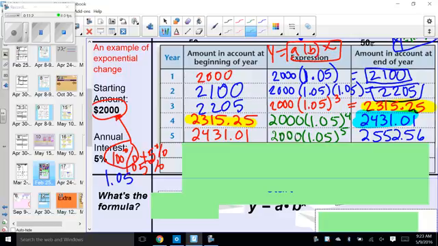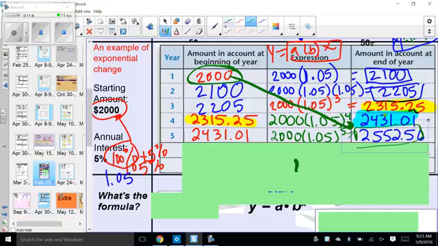So 2,000 times 1.05 to the 5th power. Our final output at the end of year 5 then is $2,552.56. Now you can see that if we started at $2,000, we got a huge growth after 5 years in that interest, which is a pretty sweet deal if it's money that is basically free money. So let's talk about some other scenarios then.